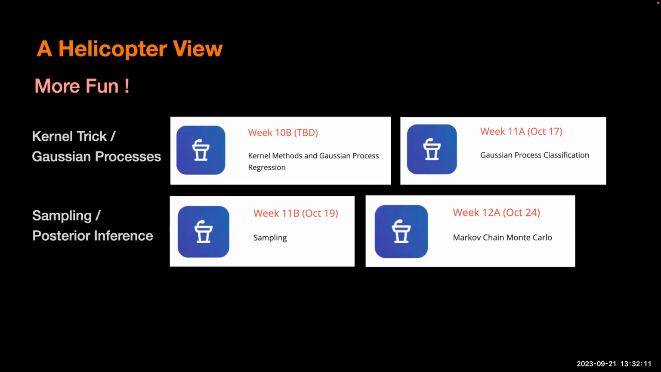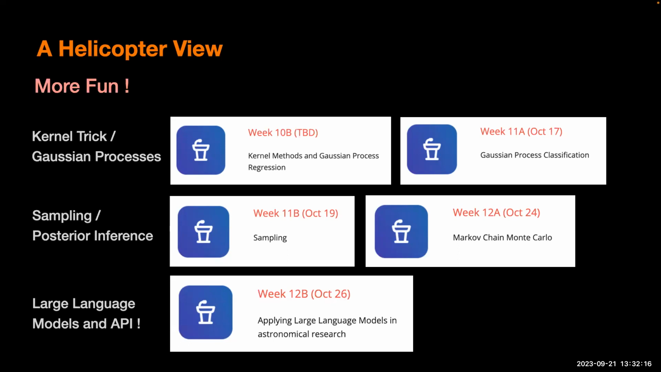And finally, even though this second half is fast, I still try to squeeze in a lecture to talk about large language models, because I think it is quite important to understand what you can do with them more than just prompting ChatGPT. There is a lot more you can do. So I hope to give you an overview of what is behind the scenes for, say, ChatGPT and how you can fine-tune the models. Okay, so that's the helicopter view, but let's come back a little bit to machine learning.